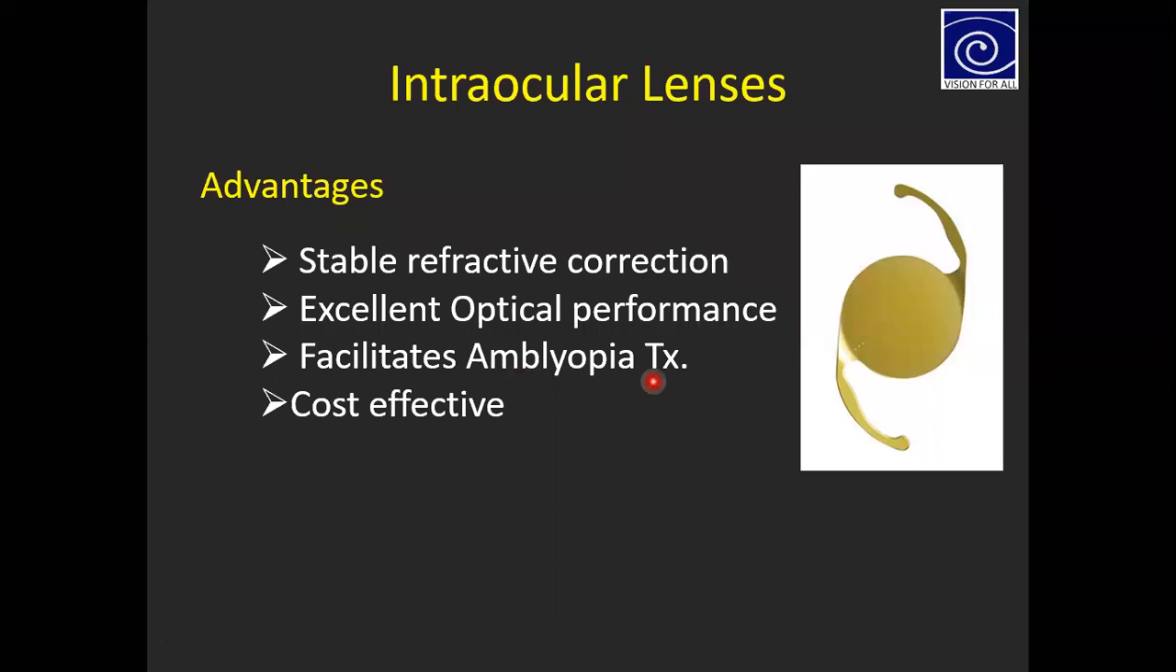Compliance would be very good when we are giving amblyopia therapy, because there is no additional lens that the child has to put over the patched eye. When you are giving amblyopia therapy, we ask for one eye to be patched, and over that, if the child has any refractive error, they have to use glasses or another refractive correction mode. So if you already put in an intraocular lens, amblyopia therapy would be much easier in those eyes. And it is cost effective.